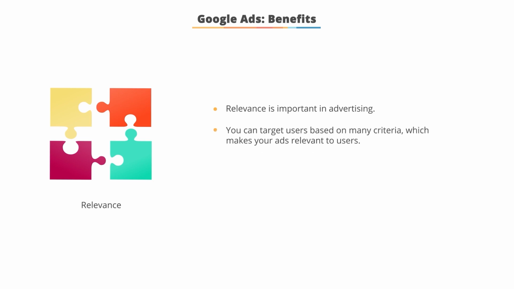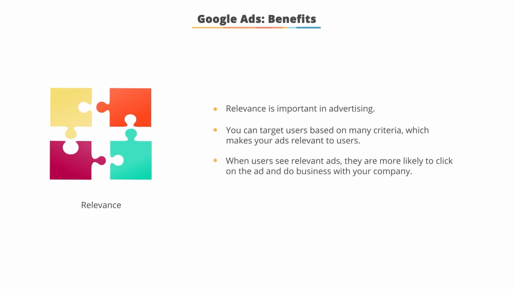So you can target users based upon many criteria, which means your ad should be relevant to users, especially on search when you pick keywords that represent your business. As someone is actively searching for that word, that means they're looking for a solution. So when users see relevant ads, they're more likely to click and do business with your company.